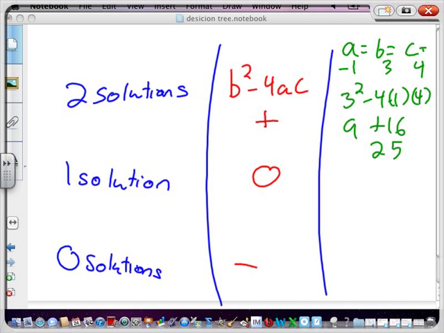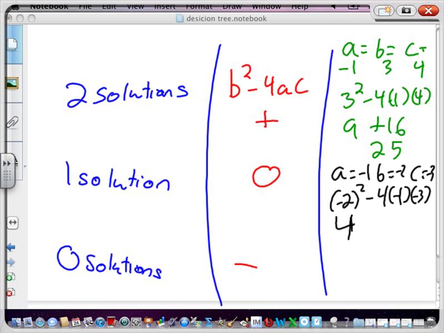How am I going to get 0 solutions? I need an A, a B, and a C. Make them all negative. You think making them all negative? All right, let's see. Let's do negative 1, negative 2, negative 3. Simple, right? Okay, let's try this. So we get negative 2 squared minus 4 times a negative 1 times a negative 3. Are we going to get a 0 answer? What's a negative 2 times a negative 2? Positive 4.